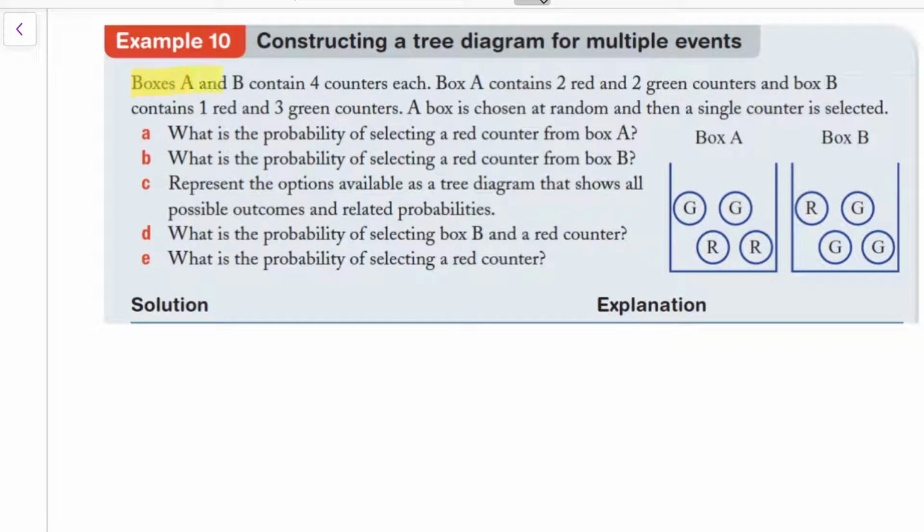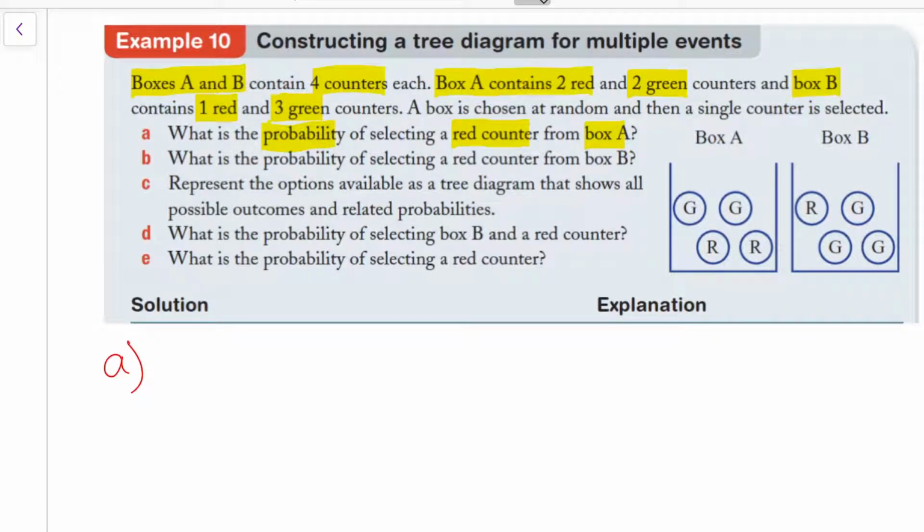We're dealing with boxes A and B that contain 4 counters each. Box A contains 2 red, 2 green, and box B has 1 red and 3 green counters. These are chosen at random for a single counter, so they haven't used the word without replacement. That means I can assume that they are going to be all replaced. All right. Now I know it's asking us for what's the probability of, so for A, what's the probability of me selecting a red counter from box A?